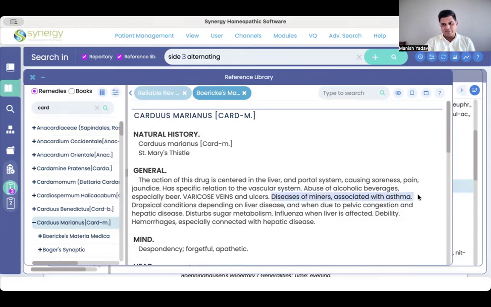Disease of miners associated with asthma. So Natrum sulph, hydrogenoid constitution, with dampness. So miners means it is damp, right? Damp. And they get asthma. So that's why this remedy acts. So beautiful it is. So beautiful. Okay.